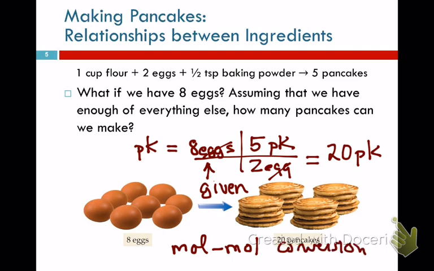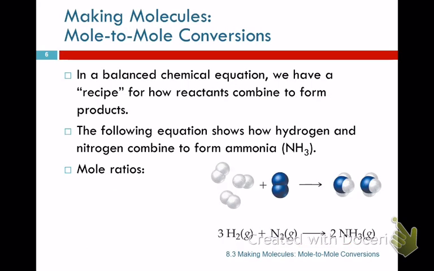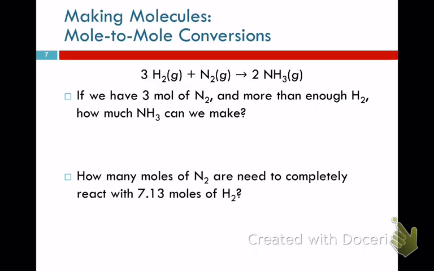Okay, so let me skip over a few slides, because we talked about a lot of stuff in here. Okay, let's do this one real quickly. So if you have 3 moles of N2 and more than enough H2, so H2 can't limit the reaction, there's plenty of it, okay? It's like I've got 3 eggs and an infinite supply of flour and baking soda. I have 3 moles of N2. How much NH3 can you make?